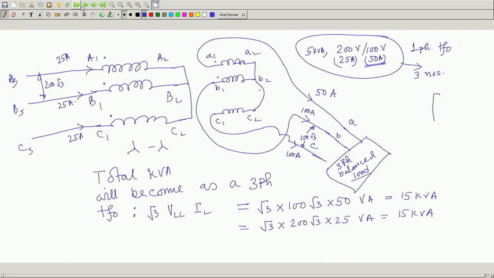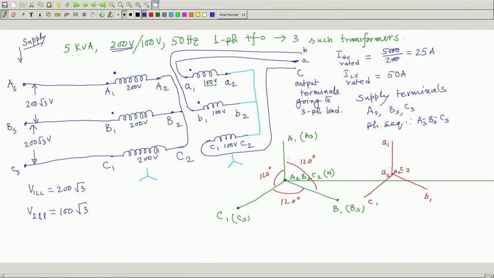Welcome to lecture 35. We have been discussing three phase transformers, and three single phase transformers I have taken earlier, each of rating this much, and I showed you a simple star star connection.